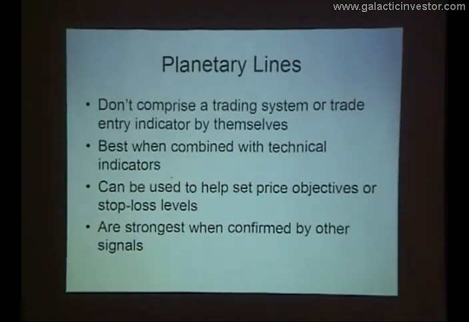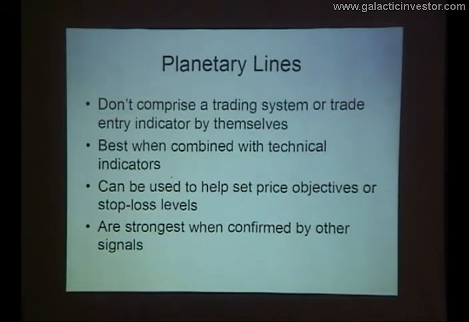Now, again, we don't develop a trading system using planetary lines by themselves. If that's your intention in this room today, then you haven't been listening much over the last couple of days. Okay? We need a little bit more than that. They're best when they're combined with technical indicators. They can be used very effectively to help set price objectives or to set stop-loss levels. And they're the strongest when we find that kind of confirmation, when other indicators are saying the same thing and it all comes together for us. That's really what we're looking for in this kind of work.